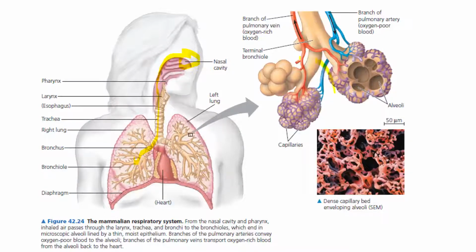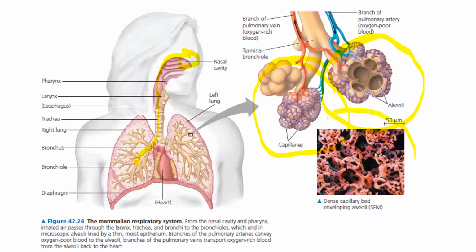This is the structure of the alveolus, which is surrounded by a network of blood capillaries. These blood capillaries join to form the branch of the pulmonary vein, which carries oxygen-rich blood from the alveolus. The branch of the pulmonary artery carries deoxygenated blood from the heart to the alveolus for gaseous exchange.